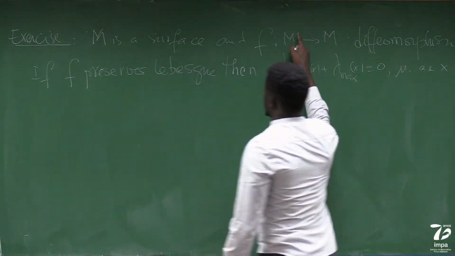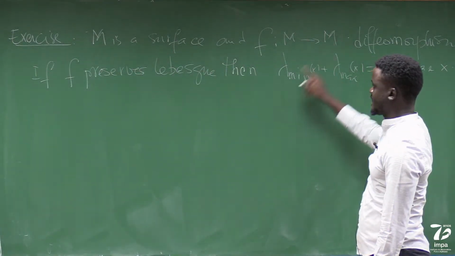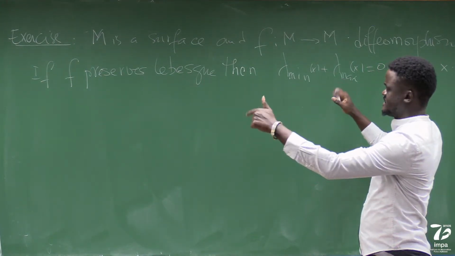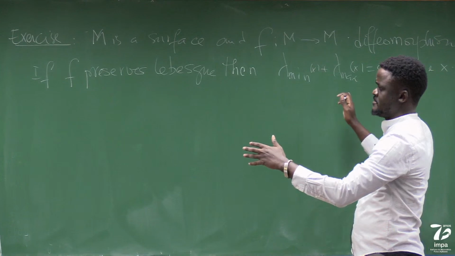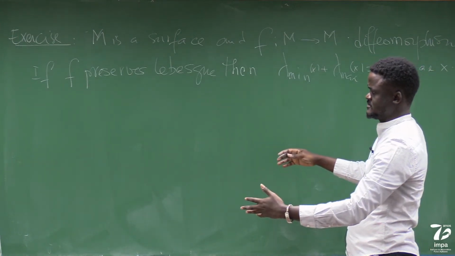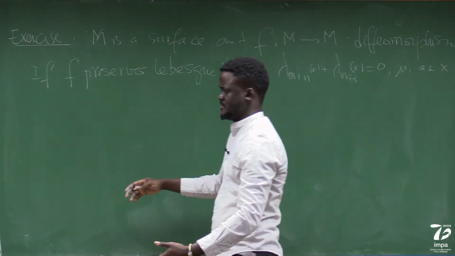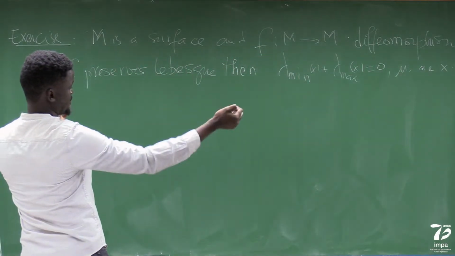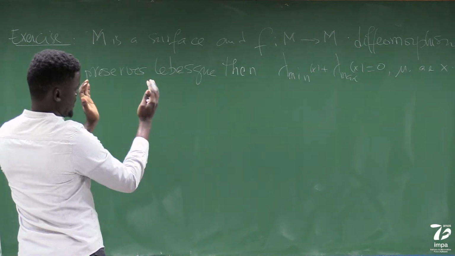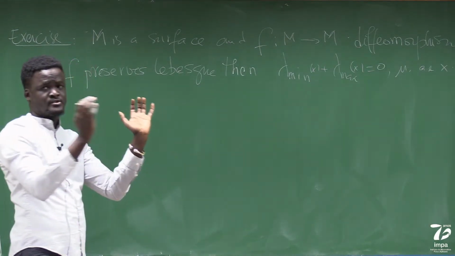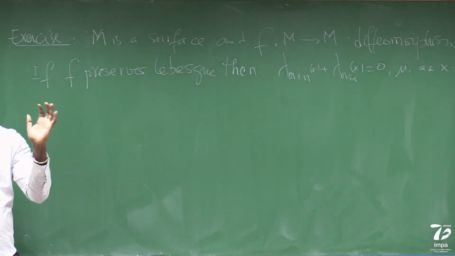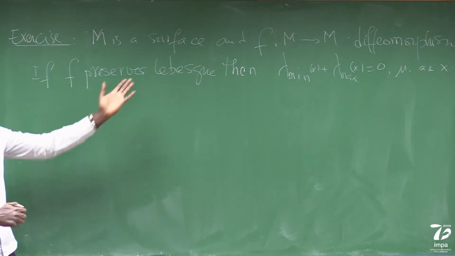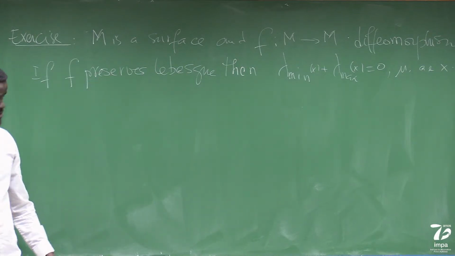You can do it for n dimension. In that case, you will have that the sum of the Lyapunov exponents times their multiplicity is 0. But for this course, we did not define the other Lyapunov exponents. So this theorem just gives you the biggest and the smallest. For the middle ones, there are ways to find the middle Lyapunov exponents, which is the Oseledets theorem. But for this course, we don't do it. So that's why I just wrote this exercise for surfaces.